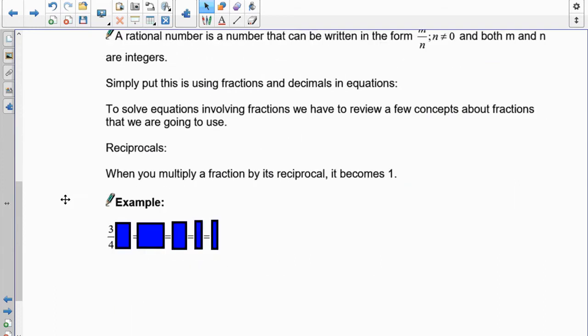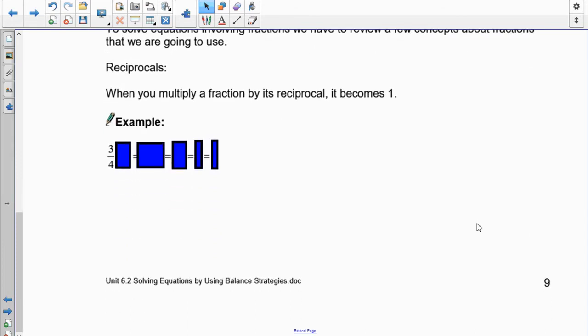Okay? So to solve equations involving fractions, we have to review a few concepts first. I know that it's possible to use your fraction calculator to solve these problems. However, that causes issues later on when you've got to find the common denominator to get rid of your rational expressions. So you can use your calculator for fractions, and we'll go over that a little bit later. But for now, let's just talk about what you're going to need to know for next year in grade 10.